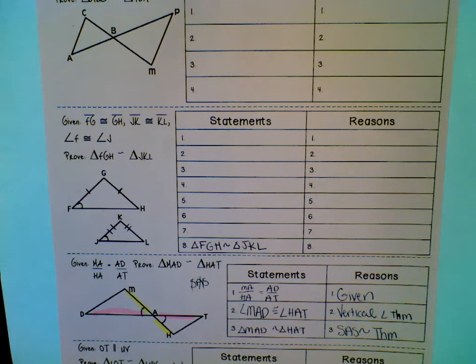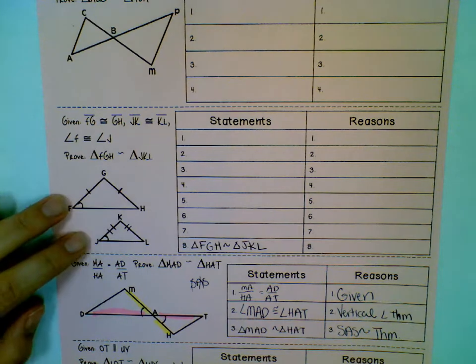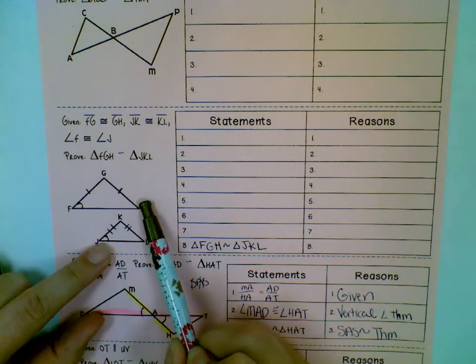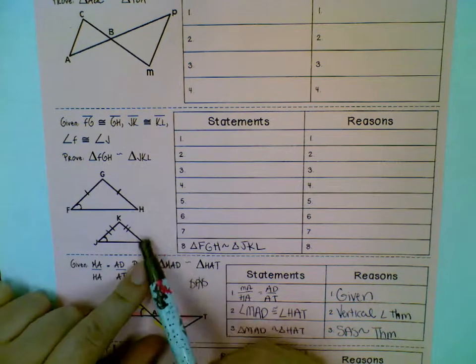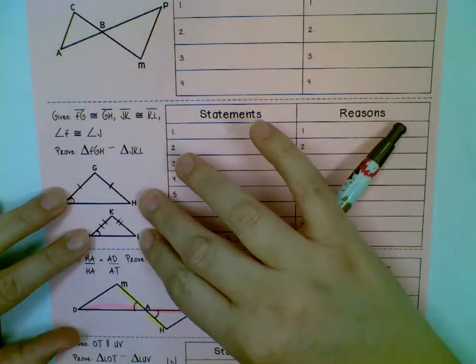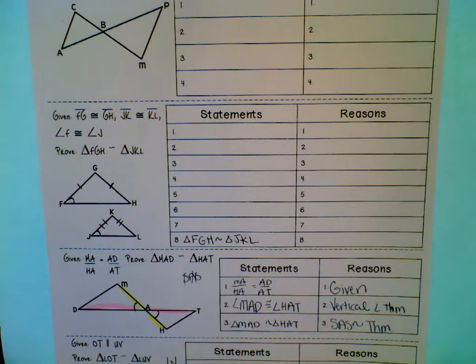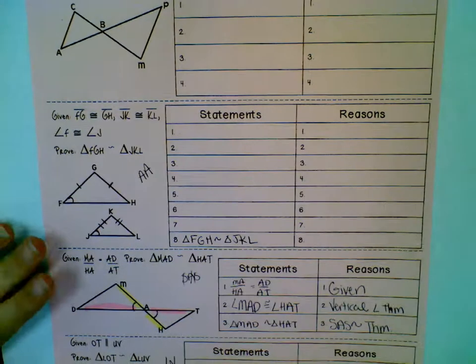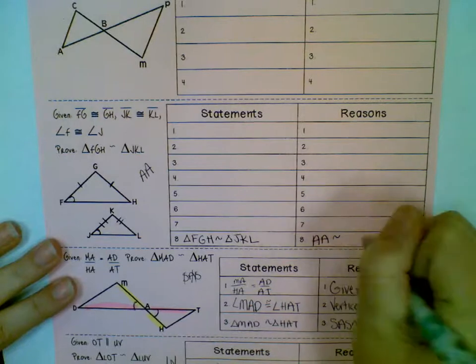But they told us that we have 1 angle. And what do we know about the base angles of isosceles triangles? Well, we know that they're congruent. So that means that angle F is going to be congruent to angle H, and angle J is congruent to angle L. But one of our givens said that angle F is congruent to angle J. So if F is congruent to H and F is congruent to J, what does that mean about H and L? Well, that would mean that they would be congruent. So we would end up having these 2 congruent and these 2 congruent. So how are we going to prove that these 2 triangles are similar? Very good, by angle-angle. But as you can see, it's going to take 8 steps to get there.